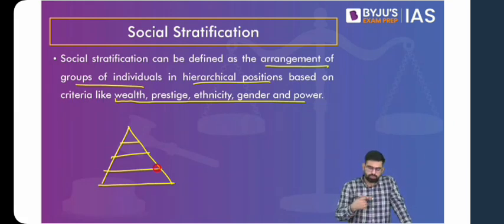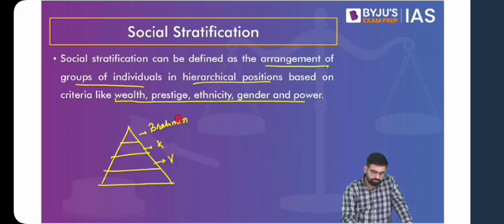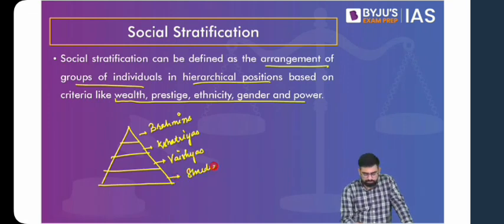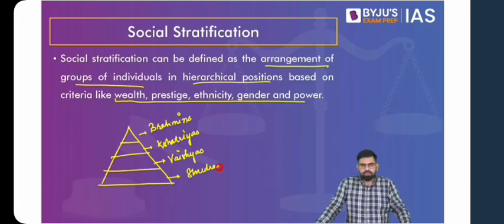So what does caste system do? It stratifies groups of people. It keeps Brahmins on the top, then Kshatriyas, Vaishyas, and at the bottom, Shudras. On the basis of what? On the basis of practices associated with their particular caste. Now, this is one example of social stratification.